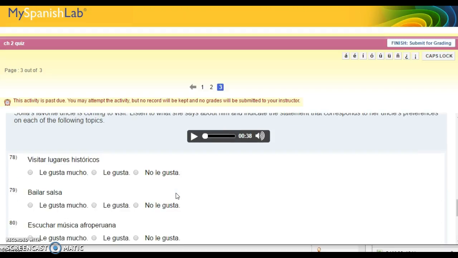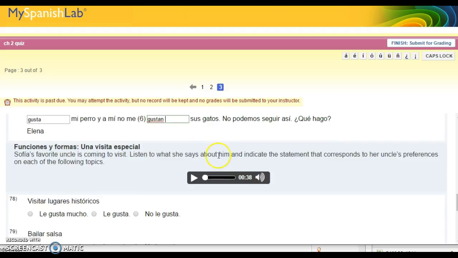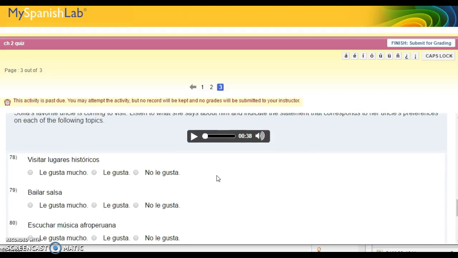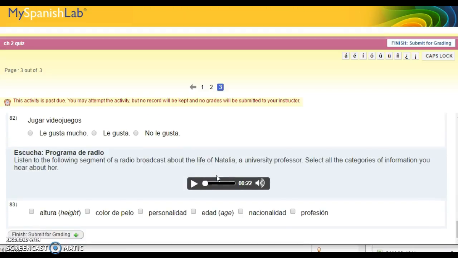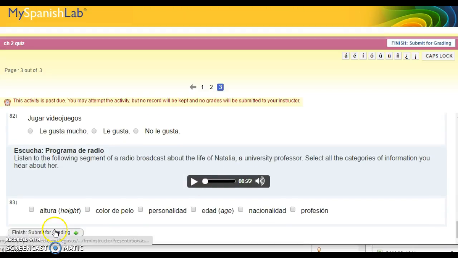All right, this is another listening one. There weren't too many problems here. Again, you just had the three options. He likes it a lot. He likes it. He doesn't like it. You could listen to the dialogue a couple times, or the recording a couple times. I don't remember there being too many problems there on that one. Okay, and that's it as well. Well, one more listening, but again, I don't recall there being too many problems with this one.